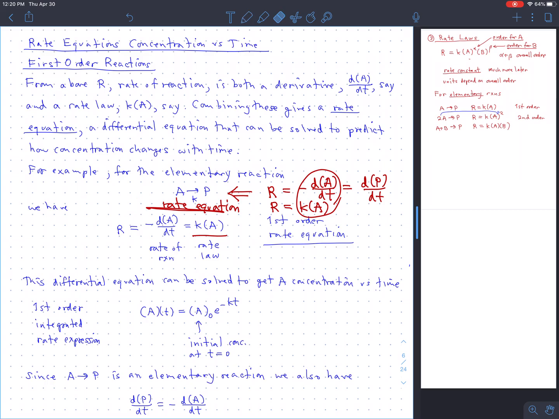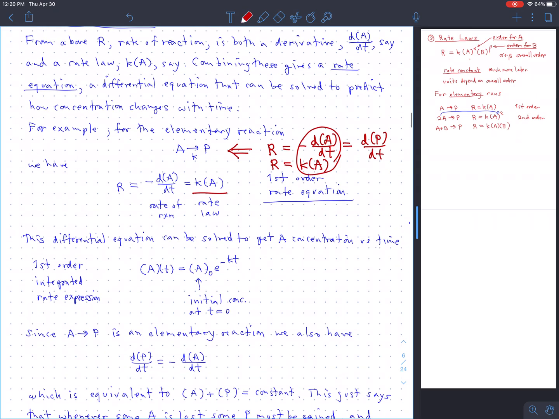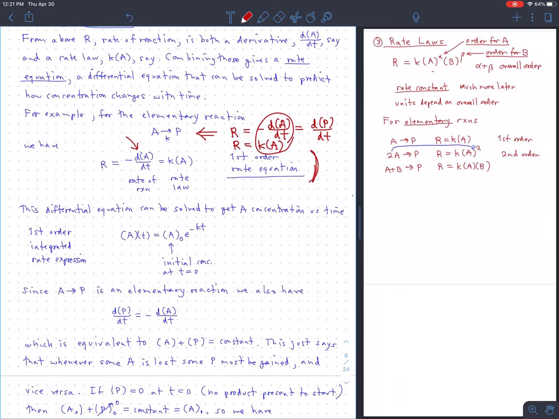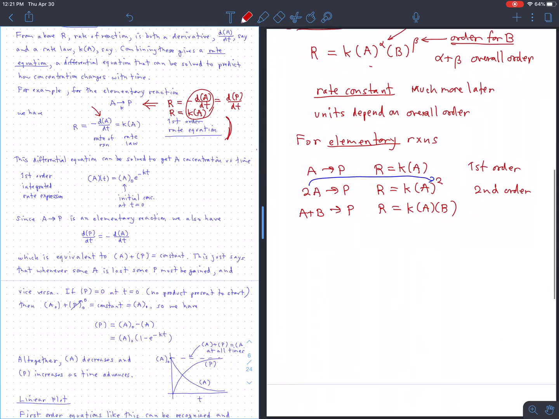But this rate equation is a differential equation. It's something that can be solved, and if we solve it, then we can get the time behavior. We can get how the concentration of A changes with time. And we can do that in this case especially nicely because it's the simplest possible case. It's a first-order rate equation, as it says over here. So let's do that. Let's solve this differential equation. And now we'll use this page over here.